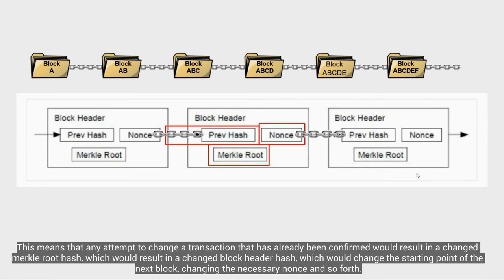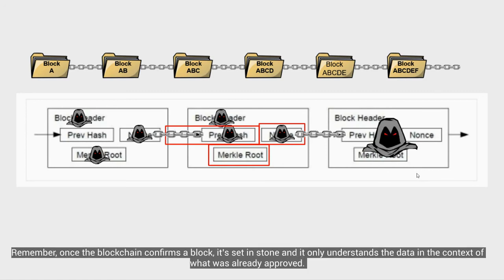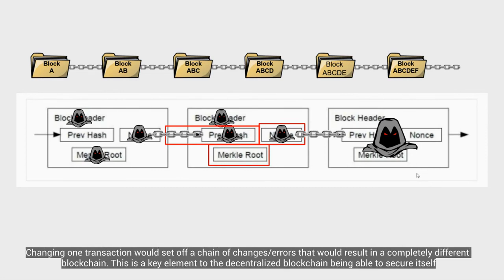This means that any attempt to change a transaction that has already been confirmed will result in a changed Merkle root hash, which would result in a changed block header hash, which would change the starting point of the next block, changing the necessary nonce, and so forth and so on. Remember, once the blockchain confirms a block, it's set in stone and it only understands the data in the context of what was already approved. Changing one transaction would set off a chain of changes and errors that would result in a completely different blockchain. This is a key element to the decentralized blockchain being able to secure itself.